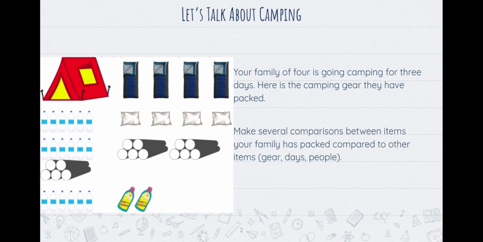So let's imagine that you and your family of four are going to go camping for 3 days. And you packed some camping gear. You've got a tent, you've got sleeping bags, you've got sticks to make a fire, you've got plenty of water, and you've got some sunscreen. So, what I want to do is make a relationship, a comparison between some of the items. So, I might say you have one tent to four sleeping bags, or you have three bundles of logs to two sunscreens, or maybe you have four pillows for four people. And that's all we're doing, we're making a comparison.